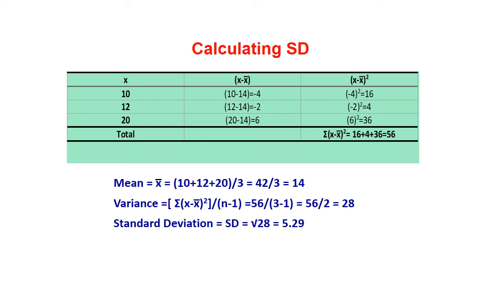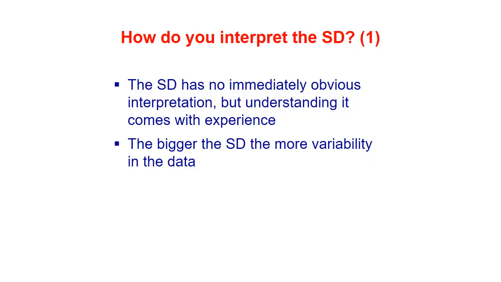You then find the square root of the variance, and the answer is the standard deviation. The square root of 28 is 5.29, so our standard deviation is 5.29. But what does the standard deviation actually mean? The following slides address this question. Well, for starters, we know that a bigger standard deviation means bigger variation. In other words, your data will be very much spread or scattered from each other if they have a bigger standard deviation.